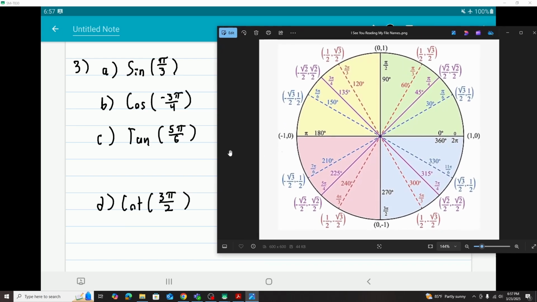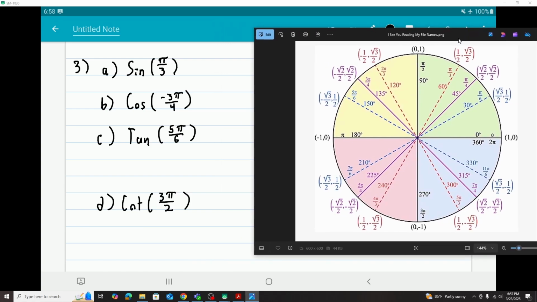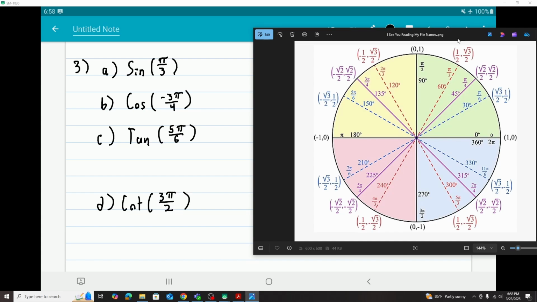And how do we figure out the trig functions? Sine and cosine, if you have the unit circle, should be easy, because all you have to do is go to the angle. So sine, for example, of pi over 3. So here's pi over 3. And then what I do is I just take the y value that goes with that. So here my y value is square root of 3 over 2. And so that's my answer here, square root of 3 over 2.